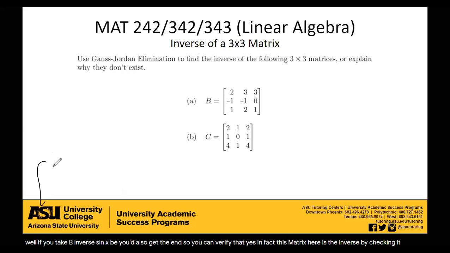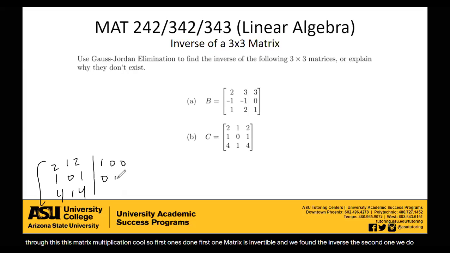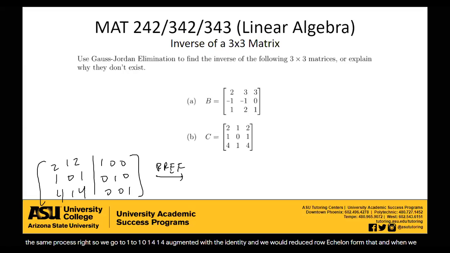For the second one, we do the same process, right? So we go 2, 1, 2, 1, 0, 1, 4, 1, 4, augmented with the identity. And we would reduce row echelon form that. And when we put this guy in reduced row echelon form, what we get is 1, 0, 1, 0, 1, 0, 0, 0, 0, augmented with 0, 1, 0, 1, -2, 0, and -1, -2, 1.